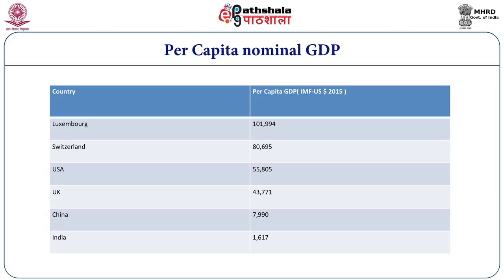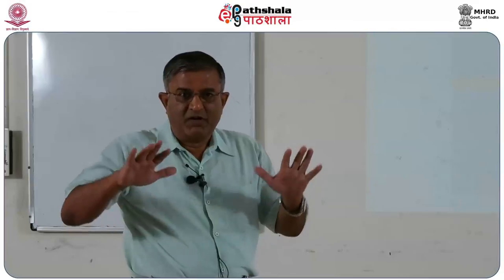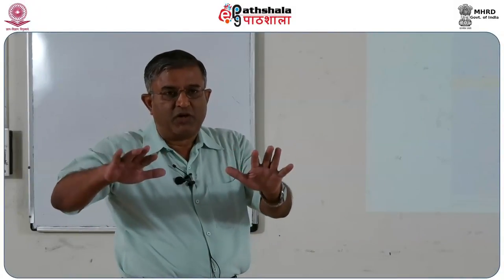Now, I want to talk to you about growth rates. See, per capita nominal GDP, India, as on 2015 numbers, is $1,600. That is our per capita. The richest country in the world has a per capita of $1 lakh, Luxembourg. Just remember this. Now you see health indicators. I just want to brief. See, our life expectancy is one of the lowest in the world. Our HDI rank, human development rank, is one of the lowest. Our public expenditure on health is low. Our under 5 mortality rate is 49, which is a shame. Our maternal mortality rate is 167, again, which is a huge problem. You are allowing 167 out of 1 lakh mothers to die at the time of birth. The basic point I am saying is, we have a low per capita income, we are poor, we don't have good health, we don't have good education.